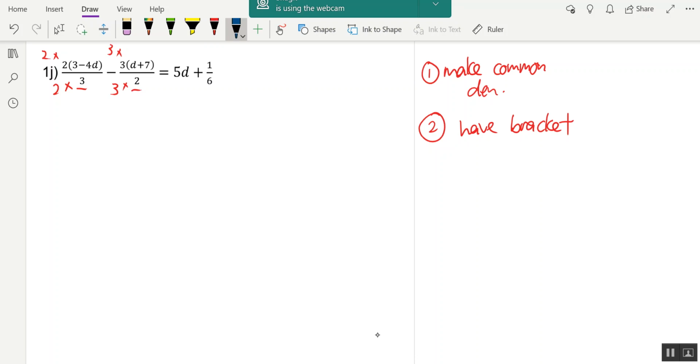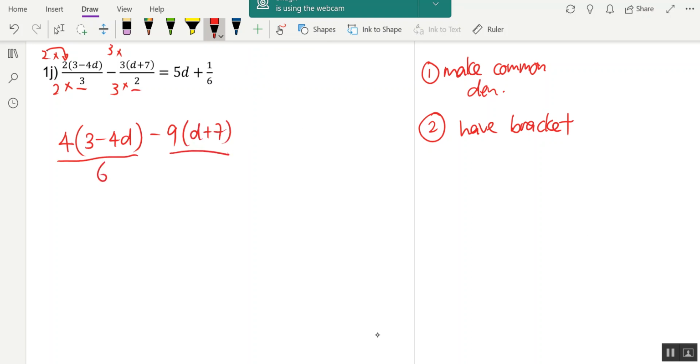So for this 2, we'll multiply to this 2, so it will become 4. You only multiply to one number. Don't multiply the 2 to both him and the bracket. No, that is a common mistake as well. Only multiply to the 2. Minus 9, this is over 6. Minus 9. I always have the bracket for the second term, so that when I combine, I don't get careless.